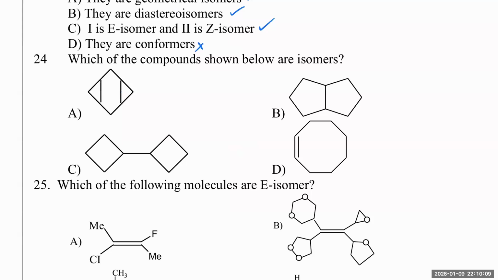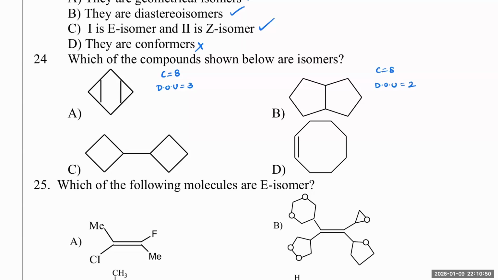Next. Which of the compounds shown below are isomers? Okay. Now, he didn't specify what type of isomers. In such cases, my suggestion is always check the DOU and the number of carbons. That's it. So you can see 1, 2, 3, 4, 5, 6, 7, 8. So the number of carbons is 8. And the degree of unsaturation is 3 because there are 3 cyclic structures. Next, here you can see 1, 2, 3, 4, 5, 6, 7, 8. So there are 8 carbons, but the degree of unsaturation is 2. So these two cannot be isomers of each other.